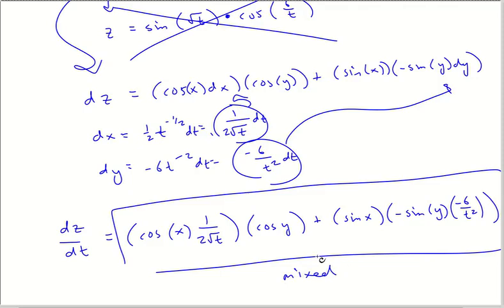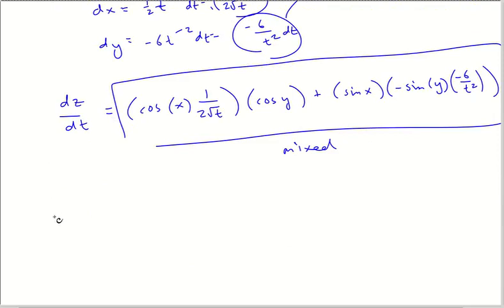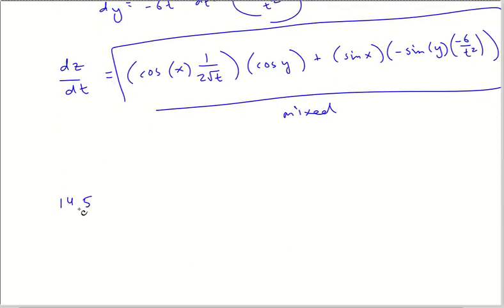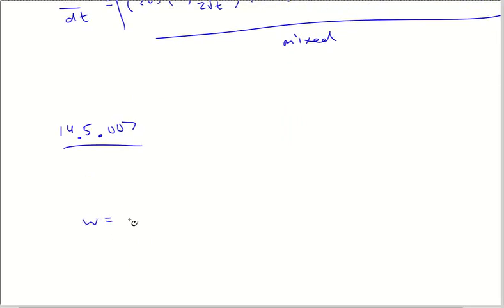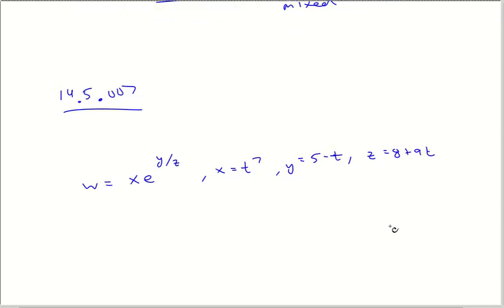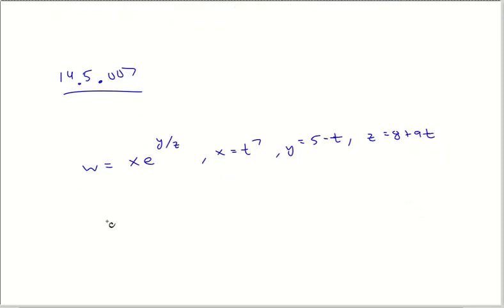All right. Let me show you a contrast with this next problem. 145007. This is a contrasting kind of problem. Got w is equal to x, e to the y over z. X is equal to t to the 7th. Y is equal to 5 minus t. And z is equal to 8 plus 9t.